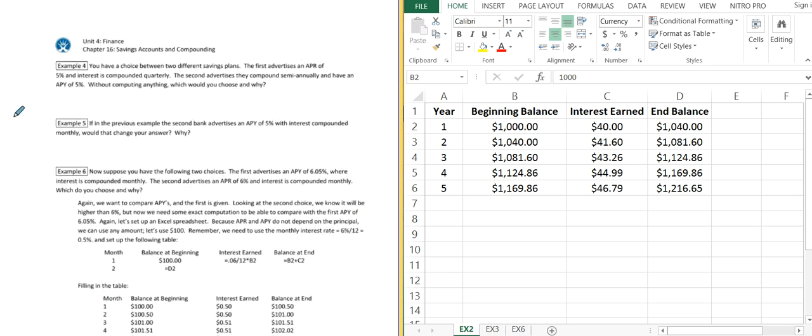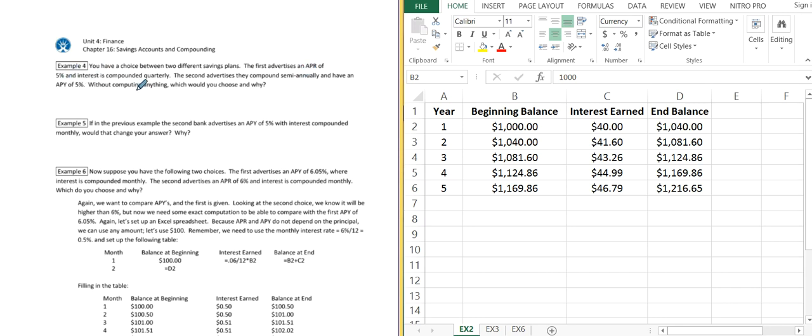All right, let's look at this first example here. Example 4. You have a choice between two different savings plans. First one has an APR of 5%, interest compounded quarterly. The second has an advertisement of compounding semi-annually, that's twice a year, and an APY of 5%.